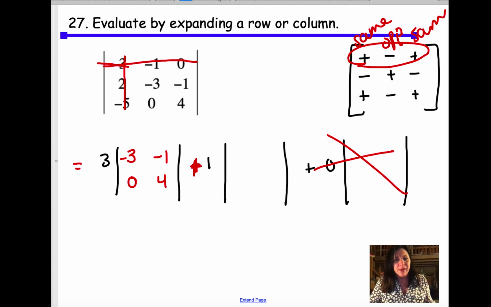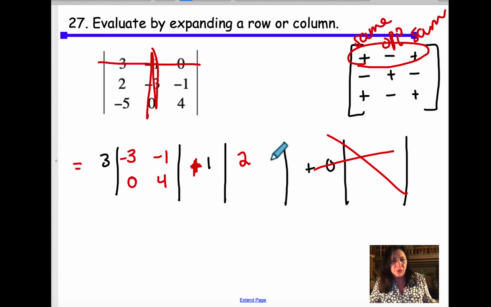And so now I've got to cross out the -1, which was the 1, right? So this right here, that's gone. And so what's left is 2, -1, and then -5, and then 4. And we don't care about 0 because 0 is not going to count, okay?